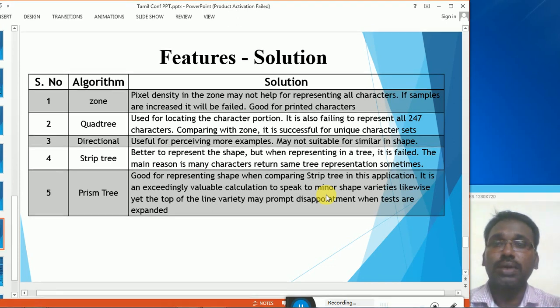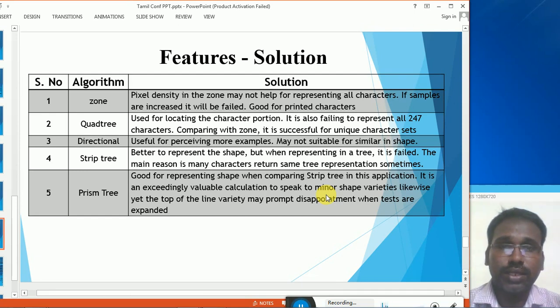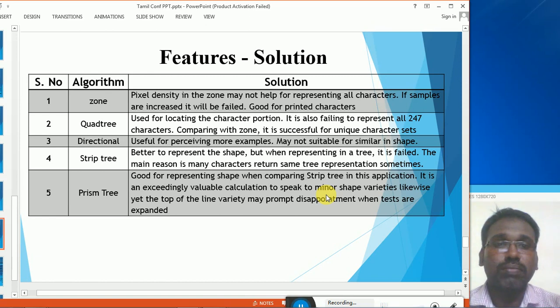Directional is useful for perceiving more examples, but may not be suitable for similar image shapes. Strip tree is better at representing the shape, but when representing it in a tree, it fails, mainly because many characters sometimes return the same tree representation. Prism tree is good for representing shape. Compared with strip tree in this application, it is an exceedingly valuable calculation for representing minor shape variation. Likewise, the high variety may lead to failure when samples are increased.